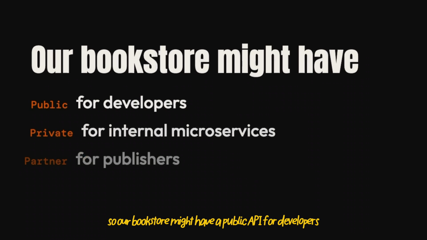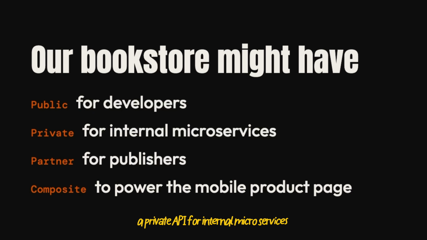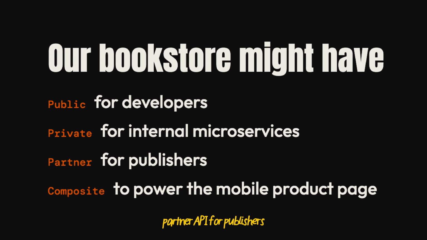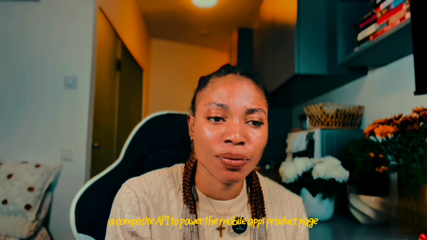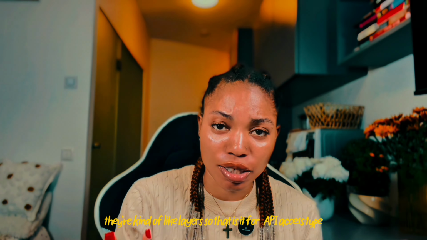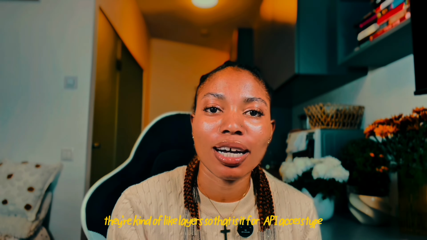So our bookstore might have a public API for developers, a private API for internal microservices, partner APIs for publishers, and a Composite API to power the mobile app's product page. They're not mutually exclusive. They're kind of like layers. So that is it for API access types.